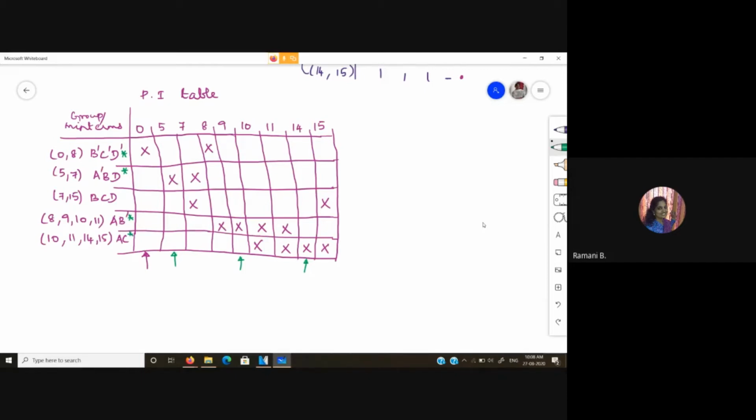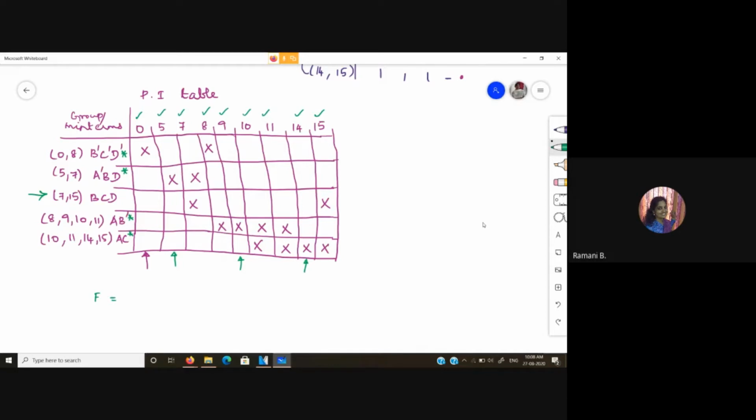So all the other columns have 2 X marks in it. So now with these 4 terms, let us check whether all the min terms given in the problem are covered. So first is 0, 8, it is covered. Then 5, 7, it is covered. 8, 9, 10 and 11, it is covered. And 10, 11, 14, 15. So all the min terms are covered. So this is somewhat a redundant.